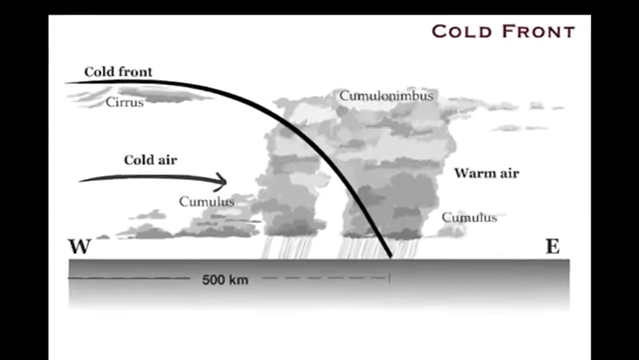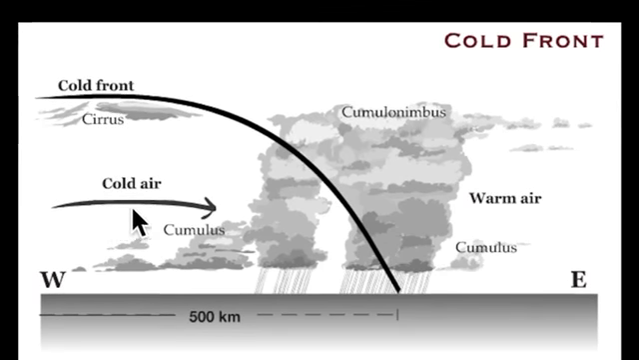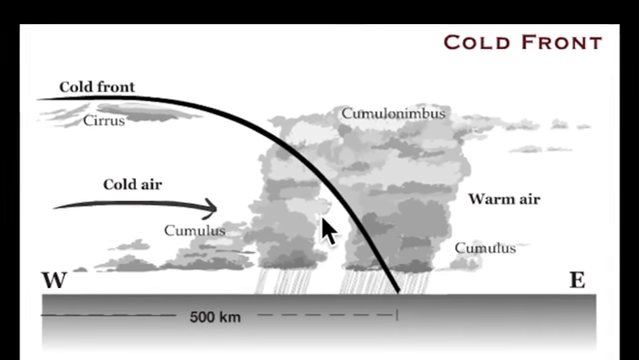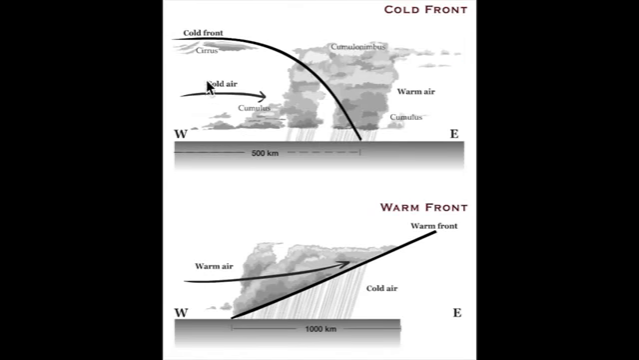Now you name a front based on the air mass that's moving faster and overtakes the other one. So in the top here we see cold front, and the reason why it's a cold front is because the cold air is catching up with the warm air. And then at the bottom here you see warm front, and that's when warm air is moving faster and overtaking the cold air. Let's take a look at the cold front first.